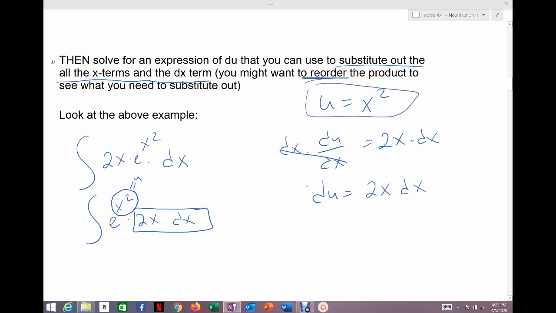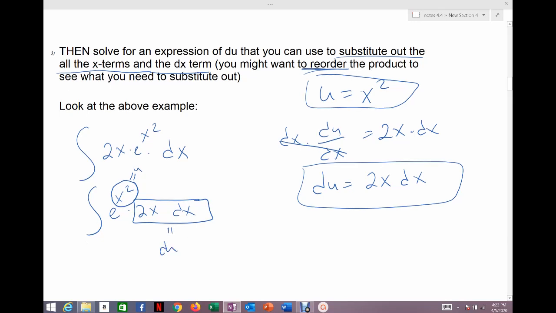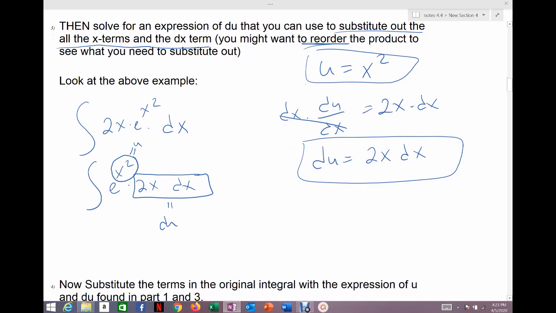Now I've got everything that I need. There's the two pieces I'm going to use to substitute out all of my x terms, including the dx. This is going to be equal to du, change in u. And so that's what I do. I now substitute them out. So this is the big substitution step. Get rid of the inside function and the derivative of the inside function, which are the x parts, and what I'm going to be left with is the outside function in terms of u.